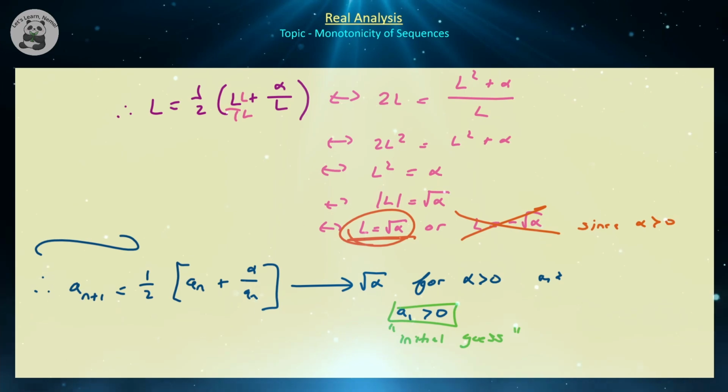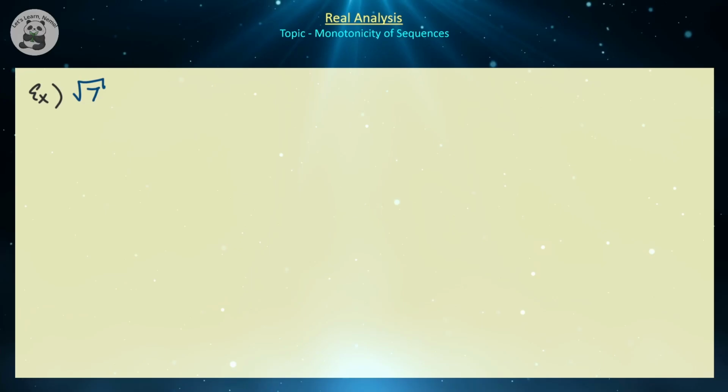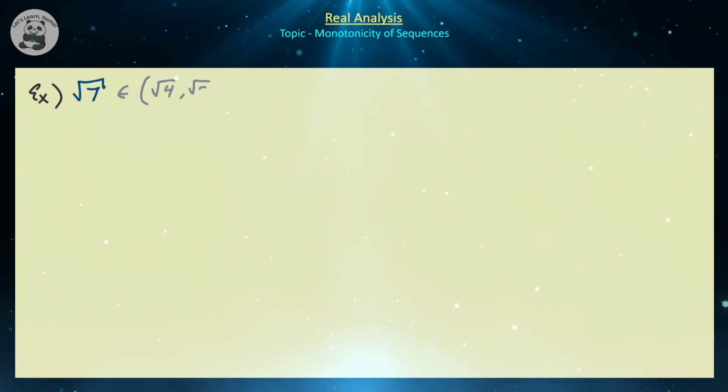Let's do a quick numerical example to see how this works. Assume somebody asks you, what is the square root of 7 equal to? At least by consecutive integers, we can get an integer approximation, because we know that the square root of 7 belongs to the interval between the square root of 4 and the square root of 9, because 7 is strictly between 4 and 9. That interval is 2 and 3.